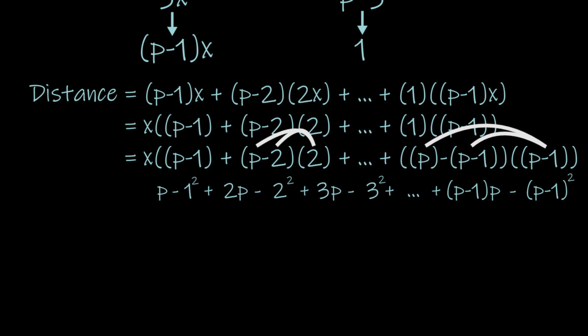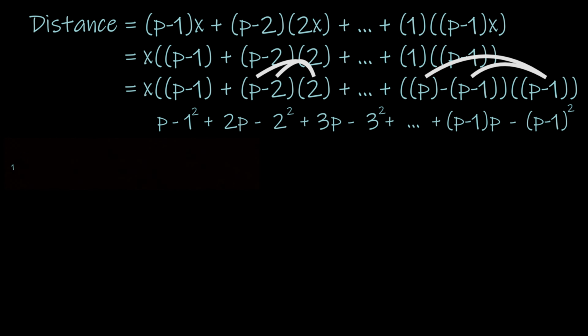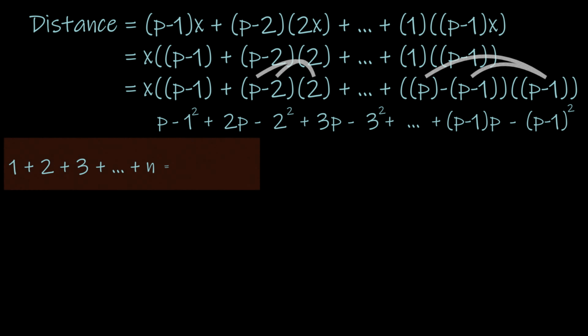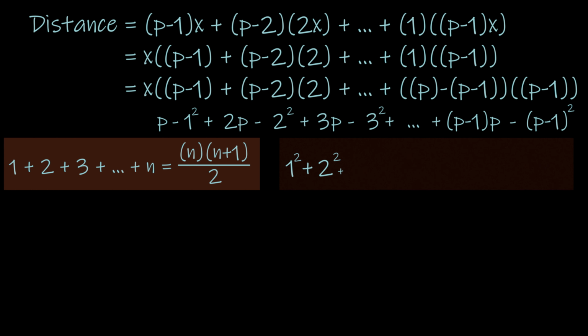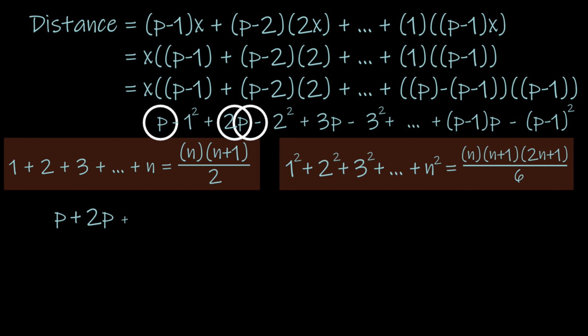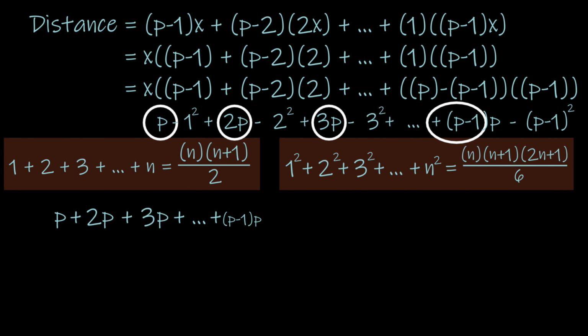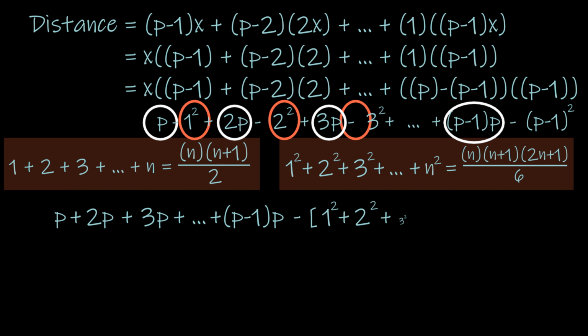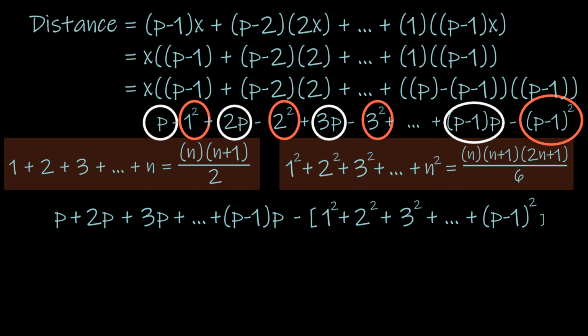There are some formulas that will help us out here, mainly the sum of the first n integers, n times n plus 1 divided by 2, and the sum of the first n squares, which is n times n plus 1 times 2n plus 1, all divided by 6. Now, I want to group together the positive and negative terms. My positive terms are 1p, 2p, 3p, all the way up to p minus 1 times p. My negative terms are 1 squared, 2 squared, 3 squared, all the way up to p minus 1 squared.